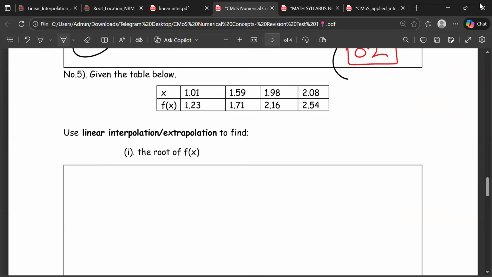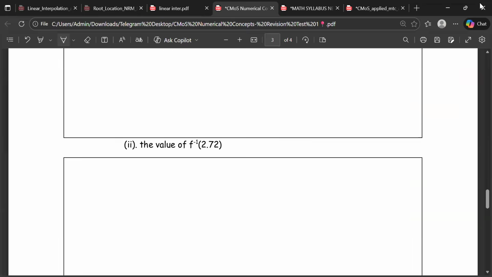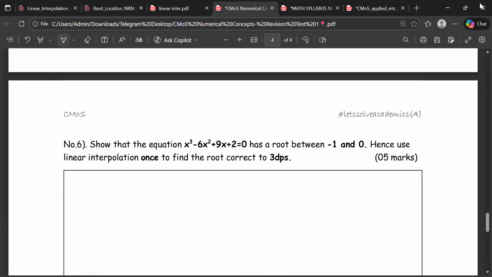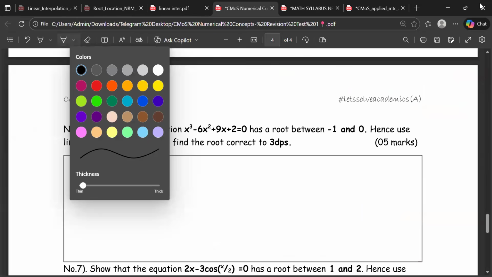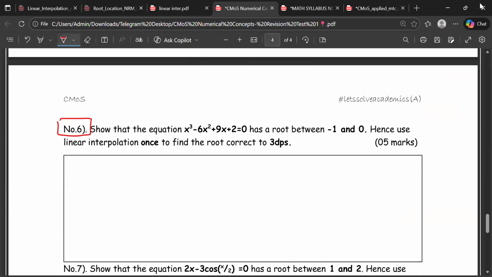Now, that one had techniques. We are going to get back to it later. You can see that this one is number 6, and it is about root location, which is up next.